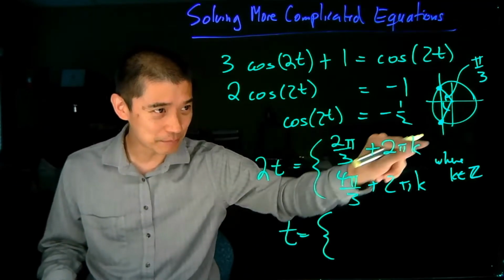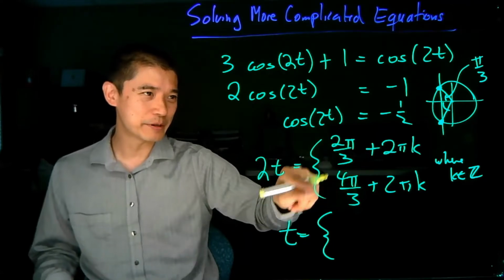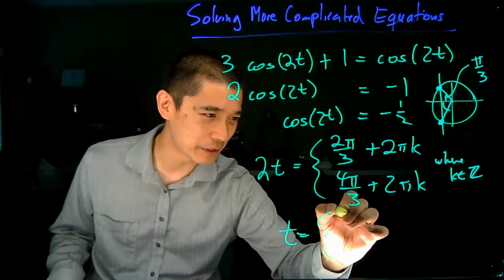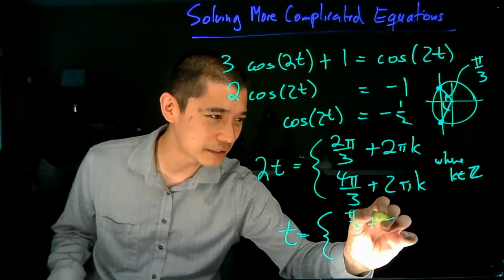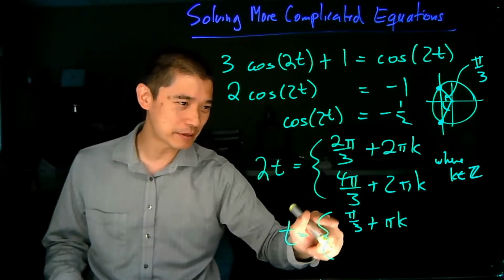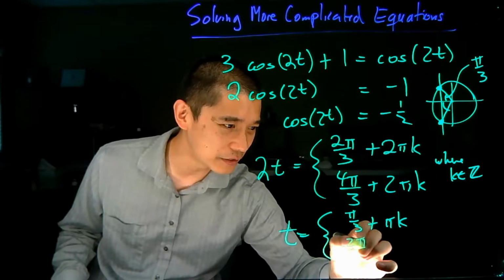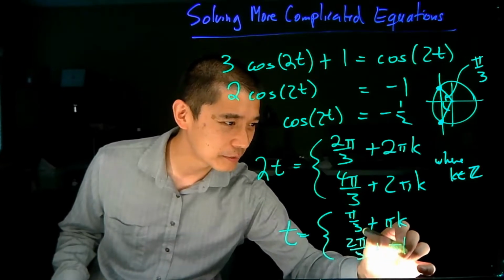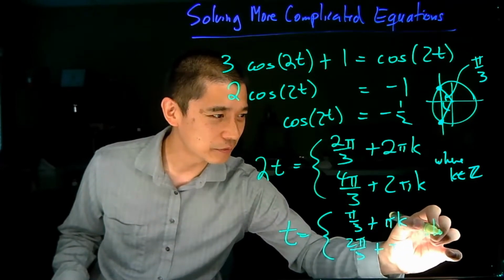So I'm going to look at the top line first. You can see if I divide by 2, those 2s end up canceling out everywhere. We get pi over 3 plus pi k. Down here, we divide everything by 2. 4 pi becomes 2 pi, so 2 pi over 3 plus pi k. Again, where k is an integer.